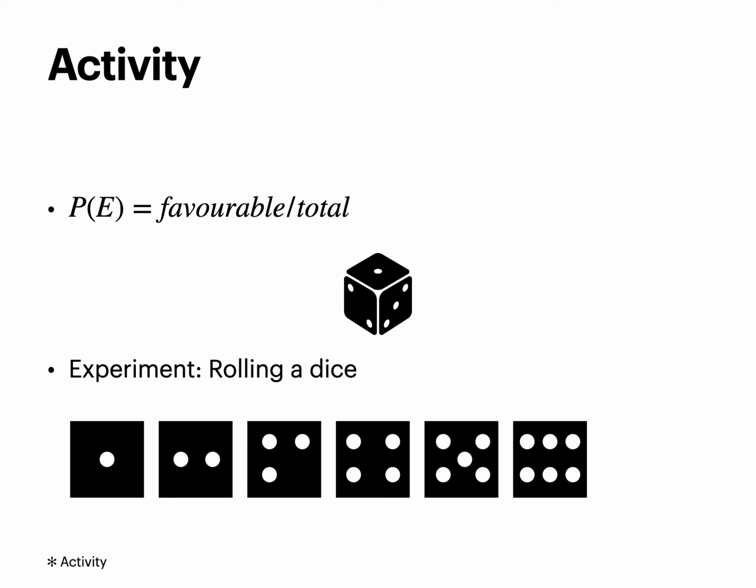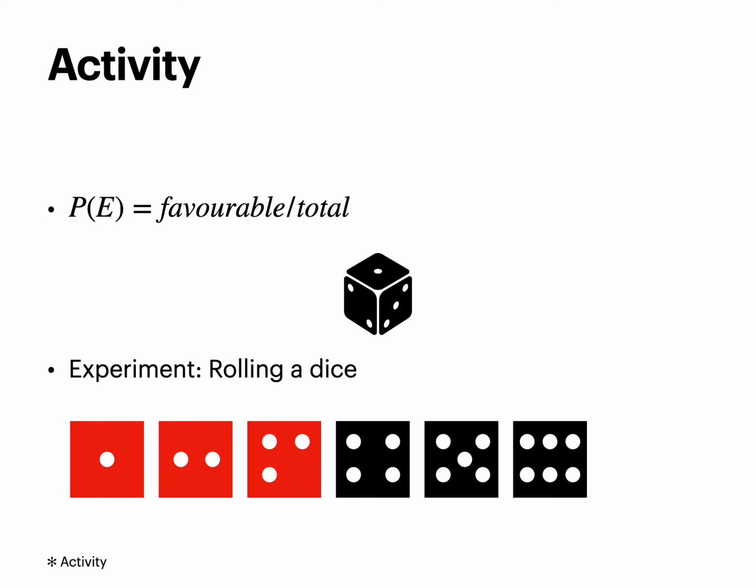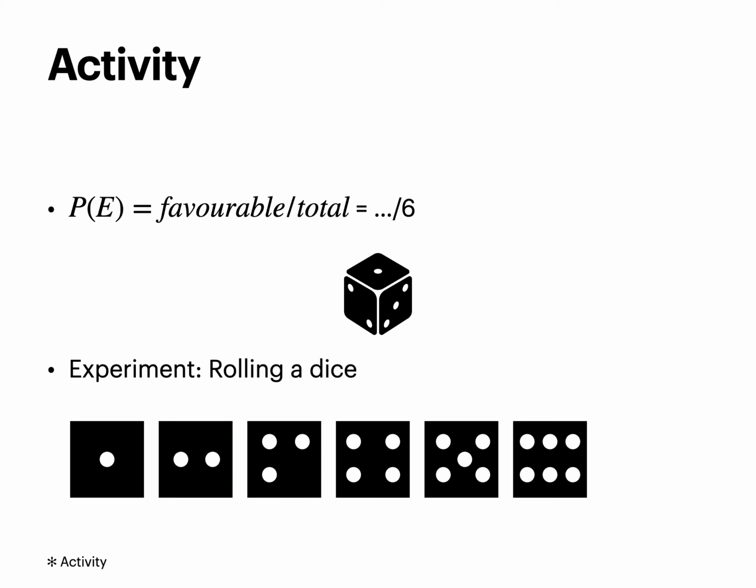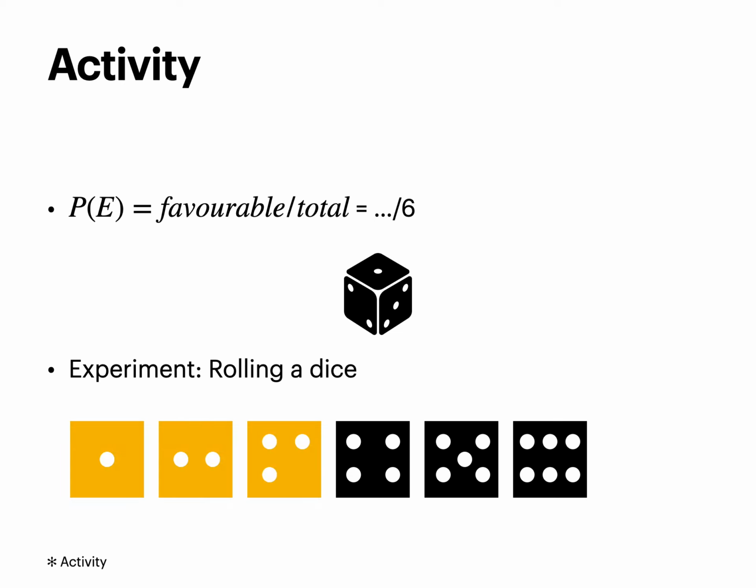A dice has 6 faces. When you throw it, the possible outcomes are 1, 2, 3, 4, 5, 6. So the total number of outcomes is 6, which will go in the denominator. Now let's focus on the favorable outcomes. We want a number less than 4. So the favorable outcomes are 1, 2 and 3. That's 3 favorable outcomes which will go in the numerator. So the probability becomes 3 by 6 or 1 by 2, which is also called 50% probability.